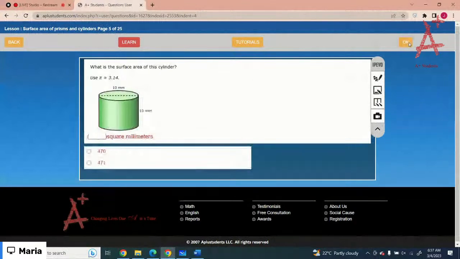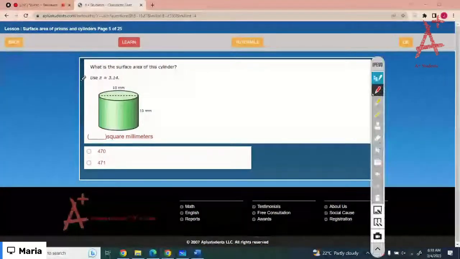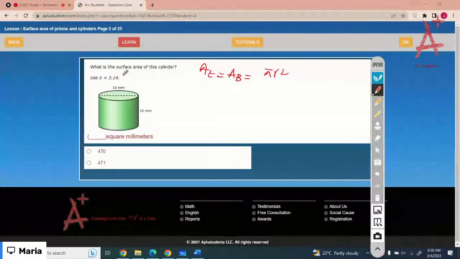Okay, now what is the surface area of the cylinder? First of all, you have to calculate the surface area of the top and then the surface area of the bottom. The top is a circular shape. Surface area of top and surface area of bottom are equal. It would be pi r square. Radius is 10, so it would be 3.14 times 10 square.